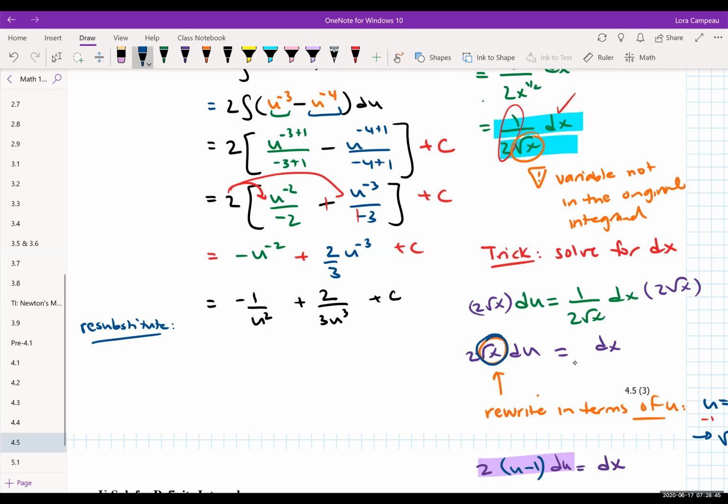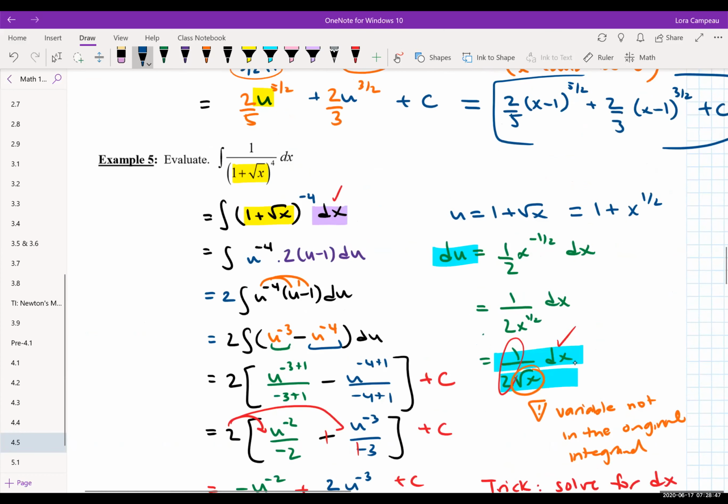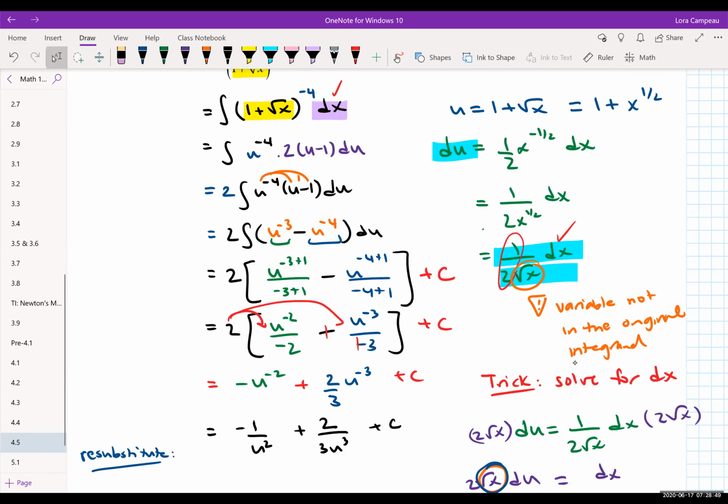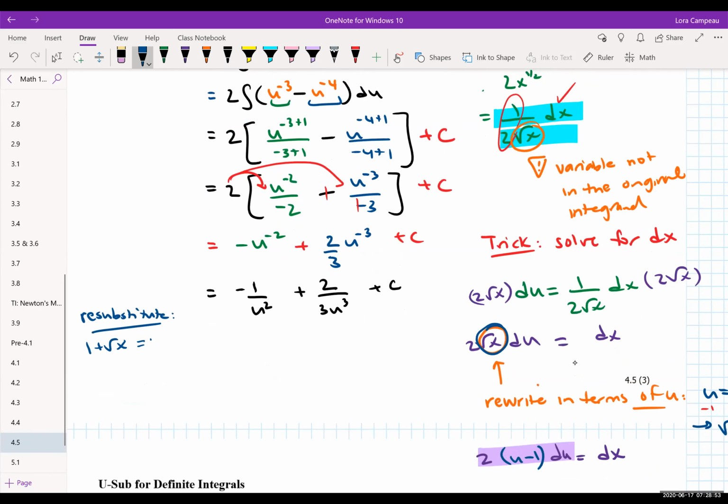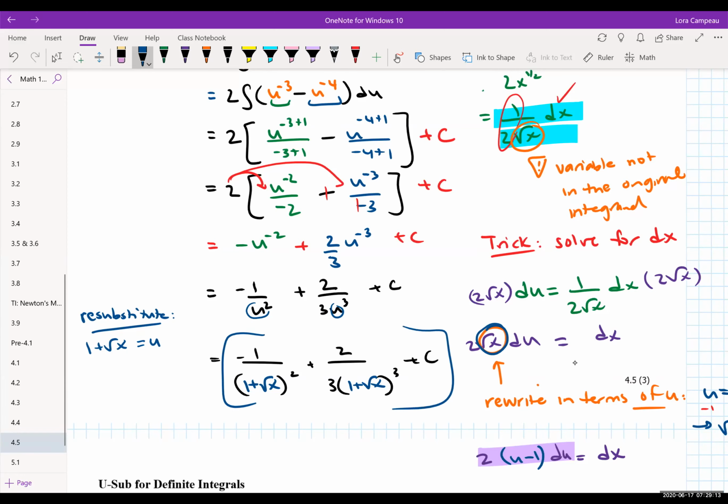And what did we let u equal to be in the first place? That's why we did all this work. It's 1 plus radical x, 1 plus square root of x. So we take those u's, replace them. I'll leave some space for you. Don't forget that plus c. If we do, we get it wrong. So 1 plus square root of x, 1 plus square root of x. And that is now the answer to our indefinite integral.